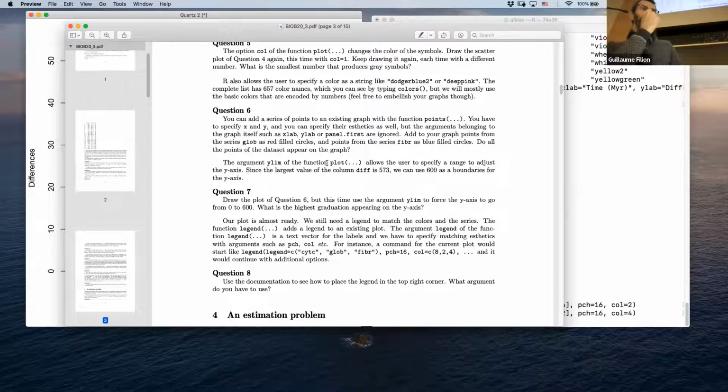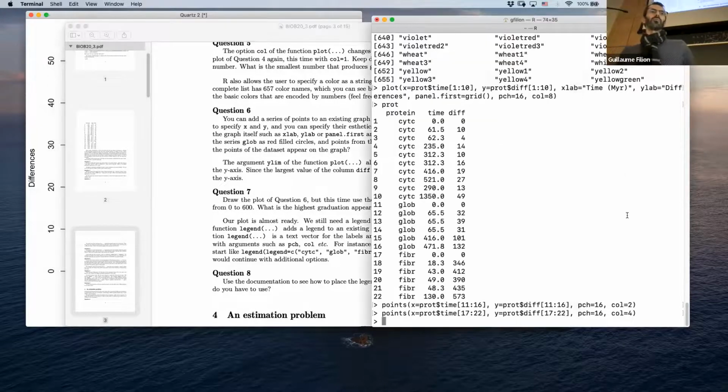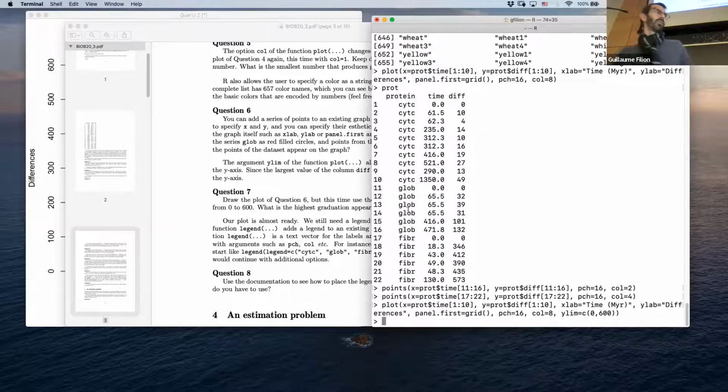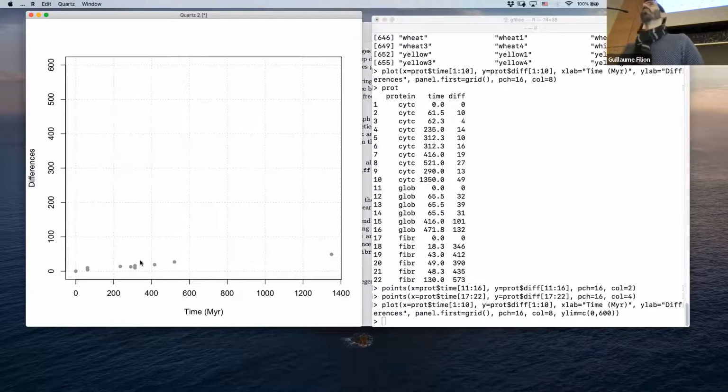Since the largest value of the column diff is 573, we can use 600 as a boundary for the y-axis. Okay, we're going to set it manually. We could have used 500, but we're not really sure that things are going to go nicely. So when we call plot here, we have one more option, which is ylim equals 0 to 600. You can see that the plot changes radically. Okay, but now it goes to 600 here on the y-axis. This thing that was looking like it had a slope of 1 when we looked at it on the previous plot doesn't have a slope of 1 at all.